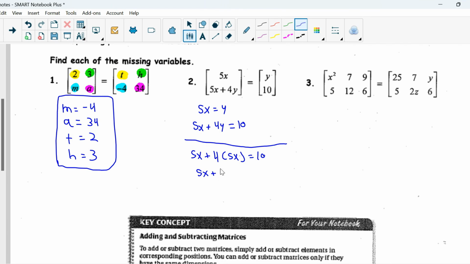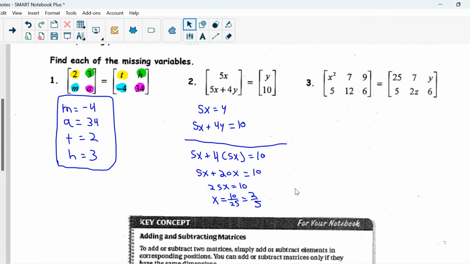5x plus 4 times 5x equals 10. So 5x plus 20x equals 25x, which equals 10. If we divide both sides by 25, we get x equals 10 over 25, which we can simplify as 2/5. Let me get that text box out of the way. Okay, there we go. That's our answer for x.